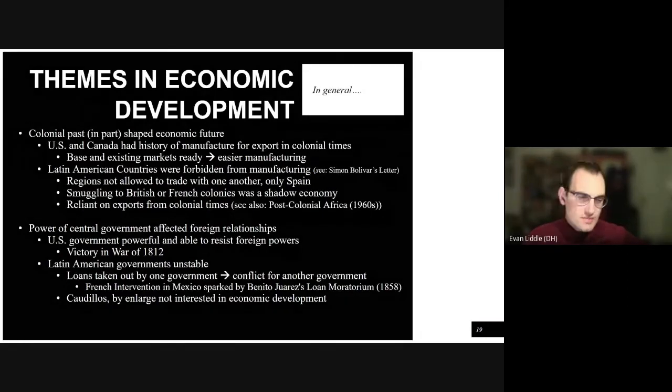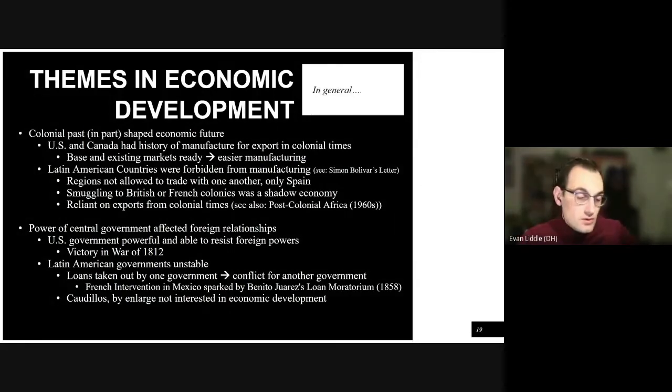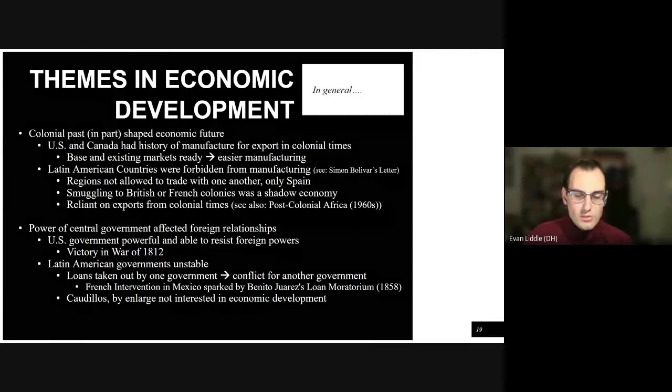It also depends on the power of the central government. The United States, after the War of 1812, was arguably a strong, powerful government that was able to resist foreign invasions. Not every Latin American country was so united. If you are a president of a Latin American country who takes out a loan, your successor might have to pay that loan back, even if there was a revolution or a major change in government. And if you cannot pay that loan back, you could be at the mercy of the country or bankers who gave you that loan. This is in part why the French intervened in Mexico: the new government of Mexico repudiated the debts of the old government, which resulted in French intervention. A combination of the colonial past and the strength of existing governments shaped economic development during this time period.